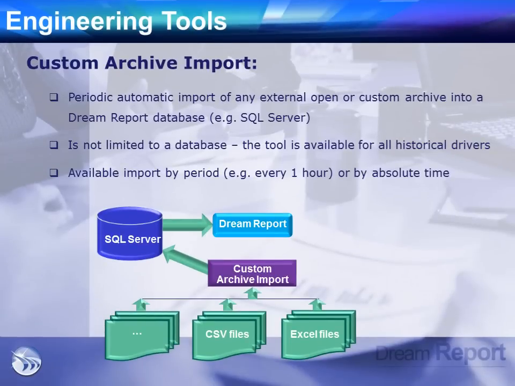Another tool that we would like to talk about is Custom Archive Import. Dream Report has the ability to automatically, periodically import new data from any available external data source to its internal database. This allows users to consolidate data from different heterogeneous data sources into one central database and periodically, automatically import all newly arriving data to keep the central database up to date. For example, a user can periodically import new data from Excel files, CSV files, BACnet trend objects, proprietary archives, etc.